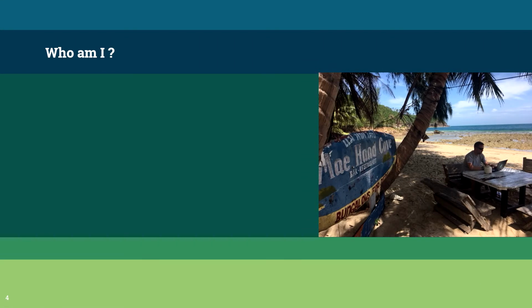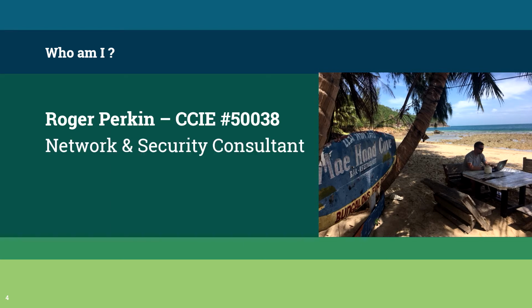So, who am I? My name is Roger Perkin. I am CCIE number 50,038. I'm a network and security consultant currently working for Softcat in the UK.